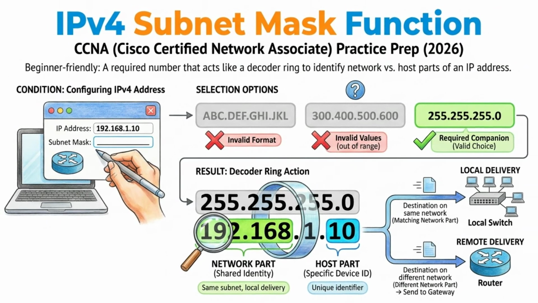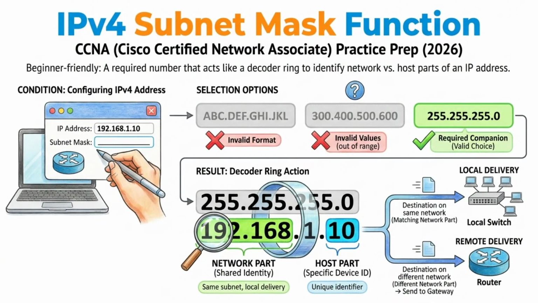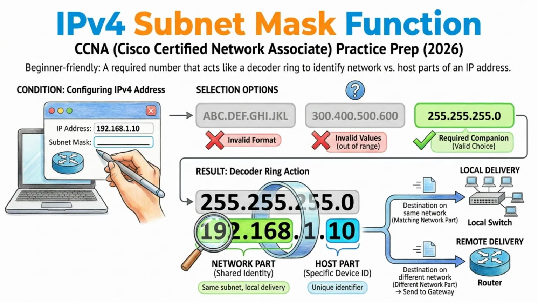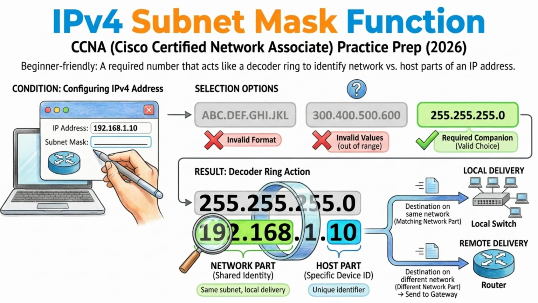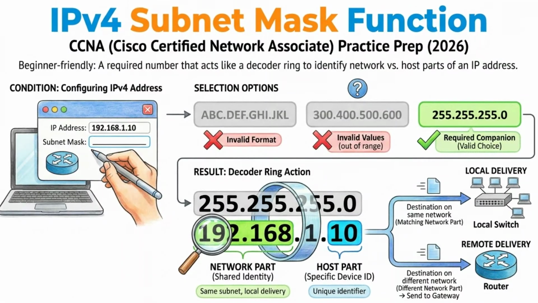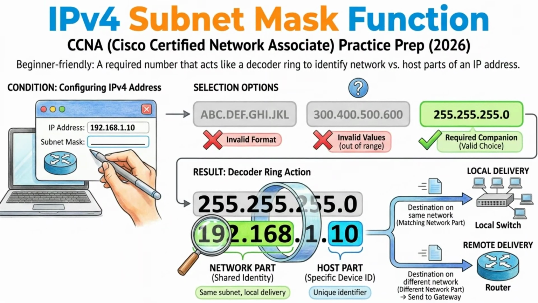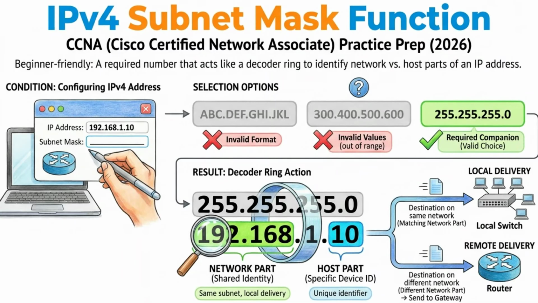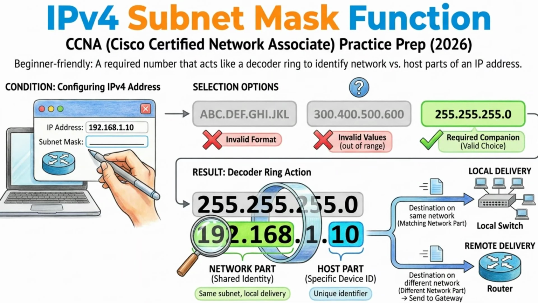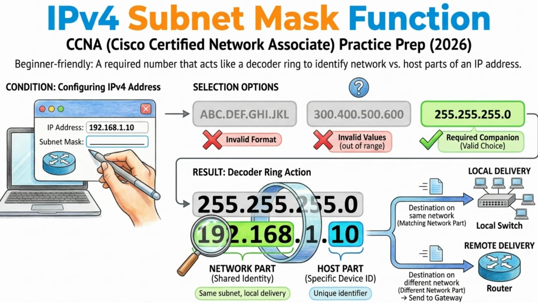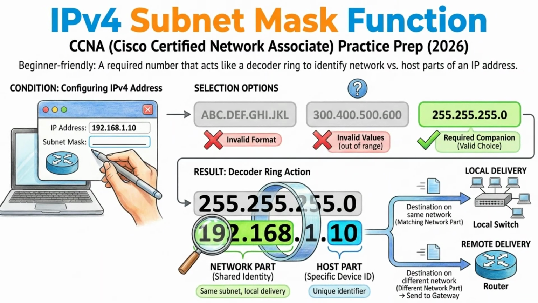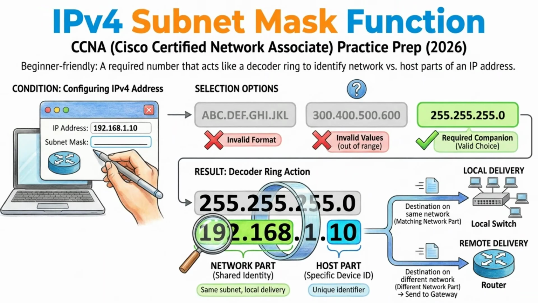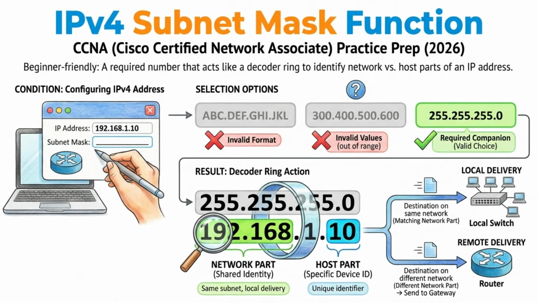The subnet mask is a special number that acts like a decoder ring for the computer and the router, helping them figure out exactly which part of the IP address represents the overarching network, and which part represents the specific host device. By looking at the subnet mask, a computer can instantly tell if the destination it wants to reach is sitting on the local switch, or if it needs to send the data to the router for remote delivery. Understanding how the subnet mask divides an IP address is the foundation of subnetting, which is widely considered the most important math skill you will learn for the CCNA.